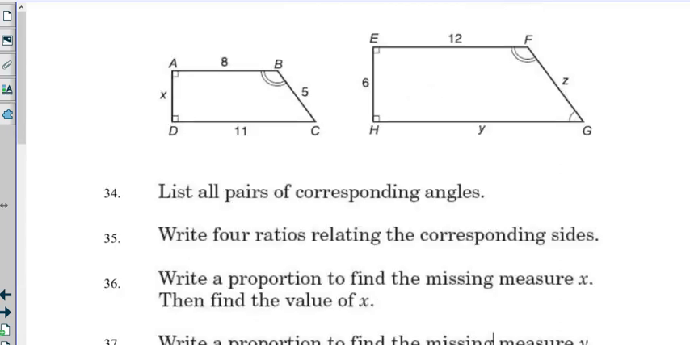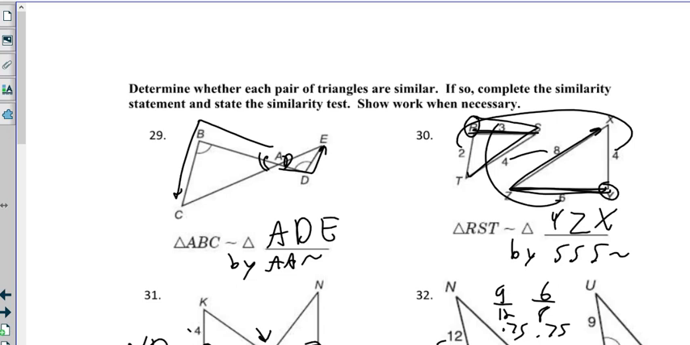Oh, one more page. Actually, I just realized this is extra information. It's not in your packet, so just use it for extra studying.